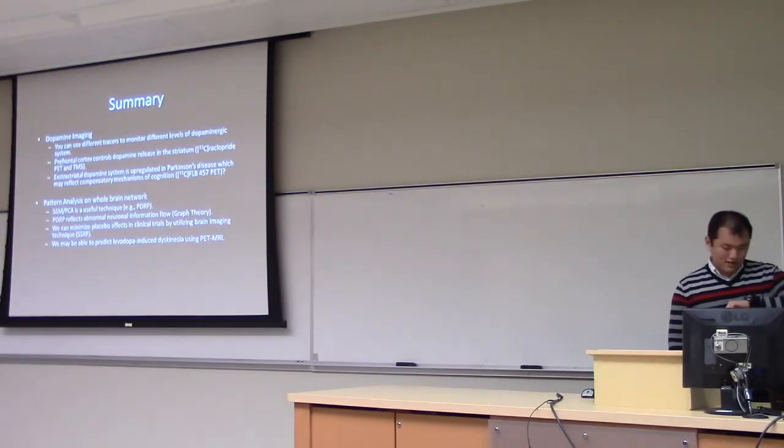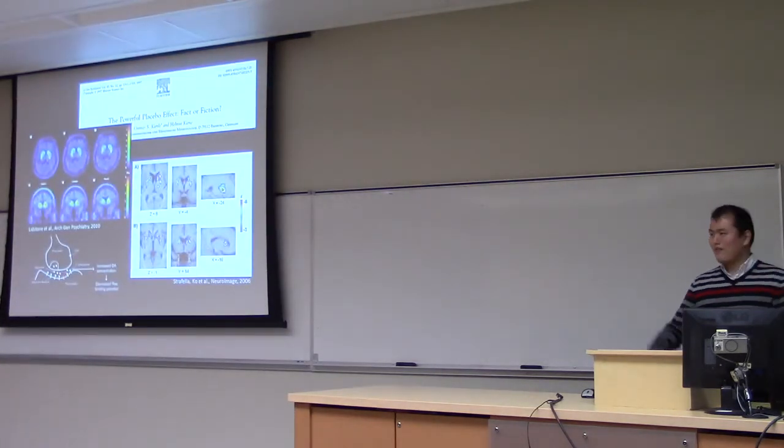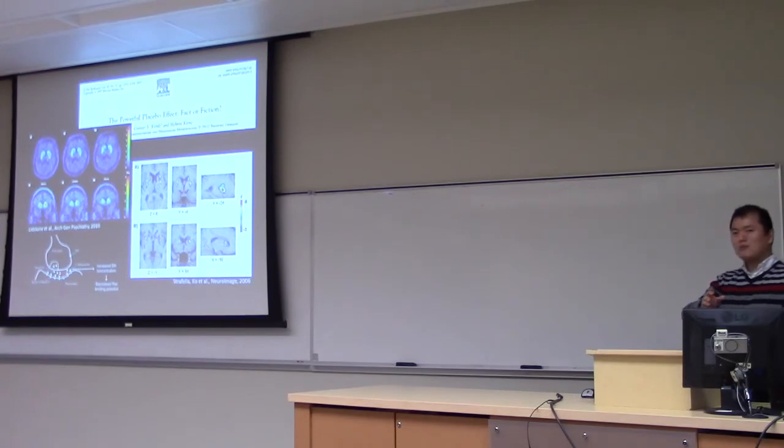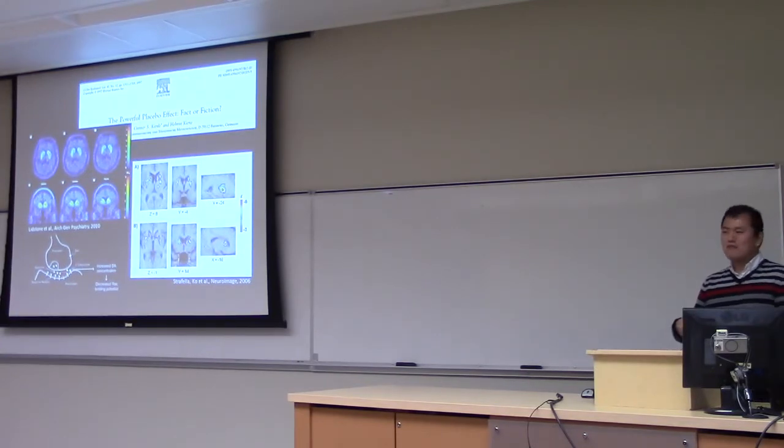I don't have much time, so I'm going to briefly go over this. This is a placebo effect study. If you give placebo pills or sham transcranial magnetic stimulation, it also decreases raclopride binding potential, which means that if you give placebo, the patient releases dopamine in the striatum so that they feel better and they move better.